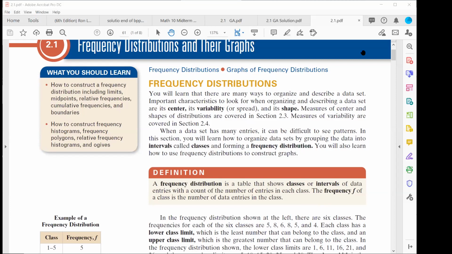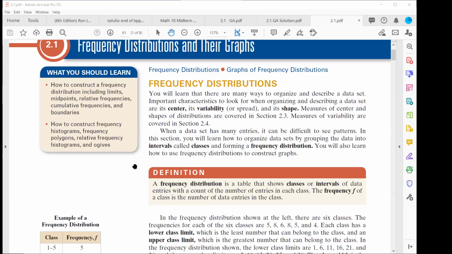When a data set has many entries, it can be difficult to see patterns. In this section, you will learn how to organize a data set by grouping the data into intervals called classes and forming a frequency distribution. You will also learn how to use frequency distribution to construct graphs. Thank you very much. Very well.